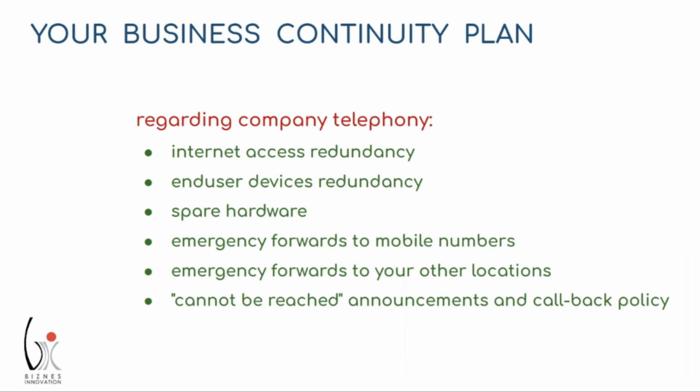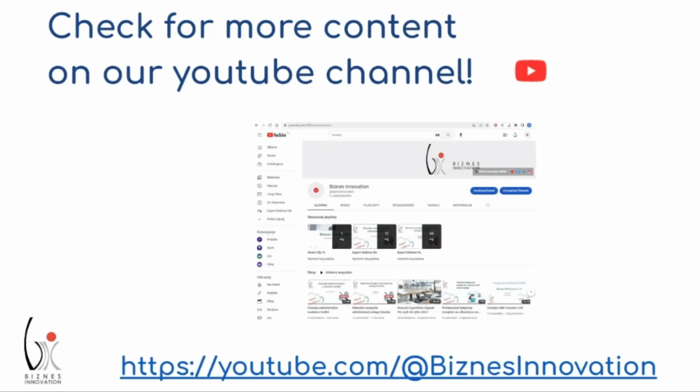Another thing worth mentioning are the announcements that your employees cannot be reached, which are automatically activated whenever there are connectivity problems or device problems or any other issue. You should have a callback policy. That means that whenever missed calls are happening, you're collecting information about them and calling the customers back as soon as possible. They're always invited for deeper discussions with us.